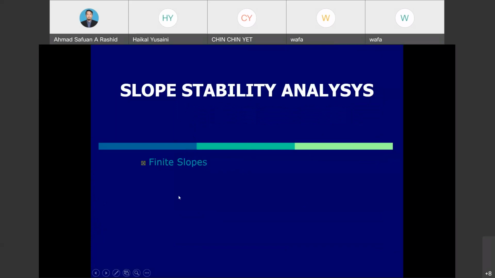For today, we discuss the finite slope. We have two types of analysis. The first one is the linear failure plane, and the second is the non-linear methods. For the linear methods, we may refer to the linear failure plane methods. This method was developed by Culmann.